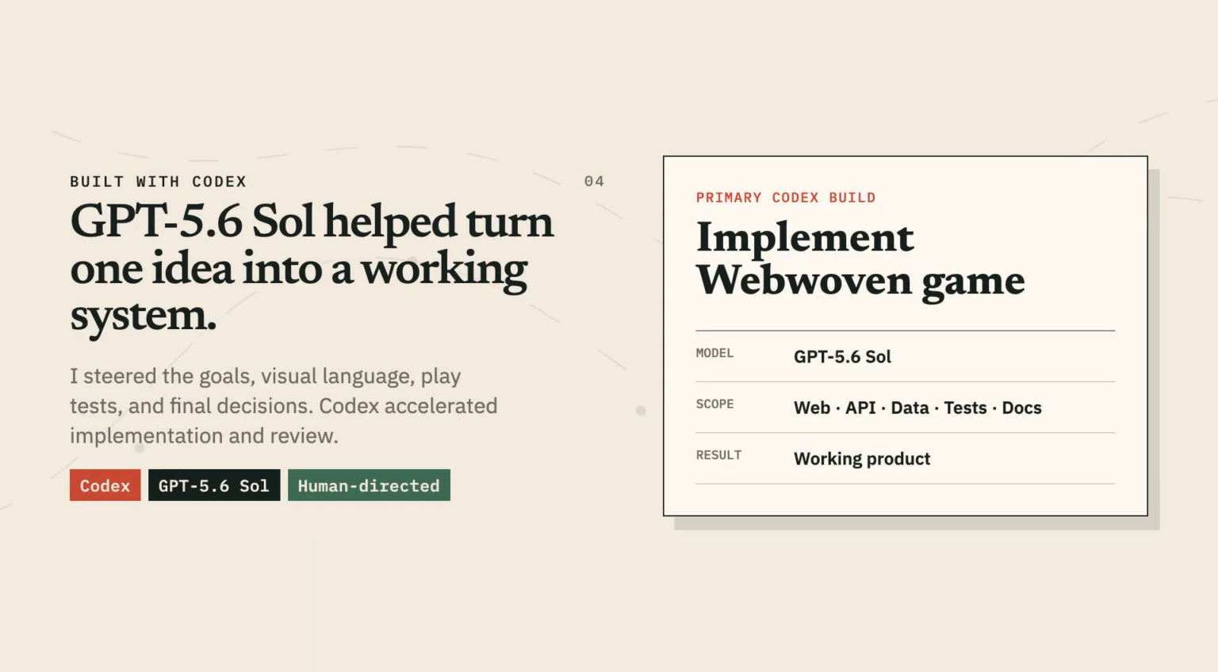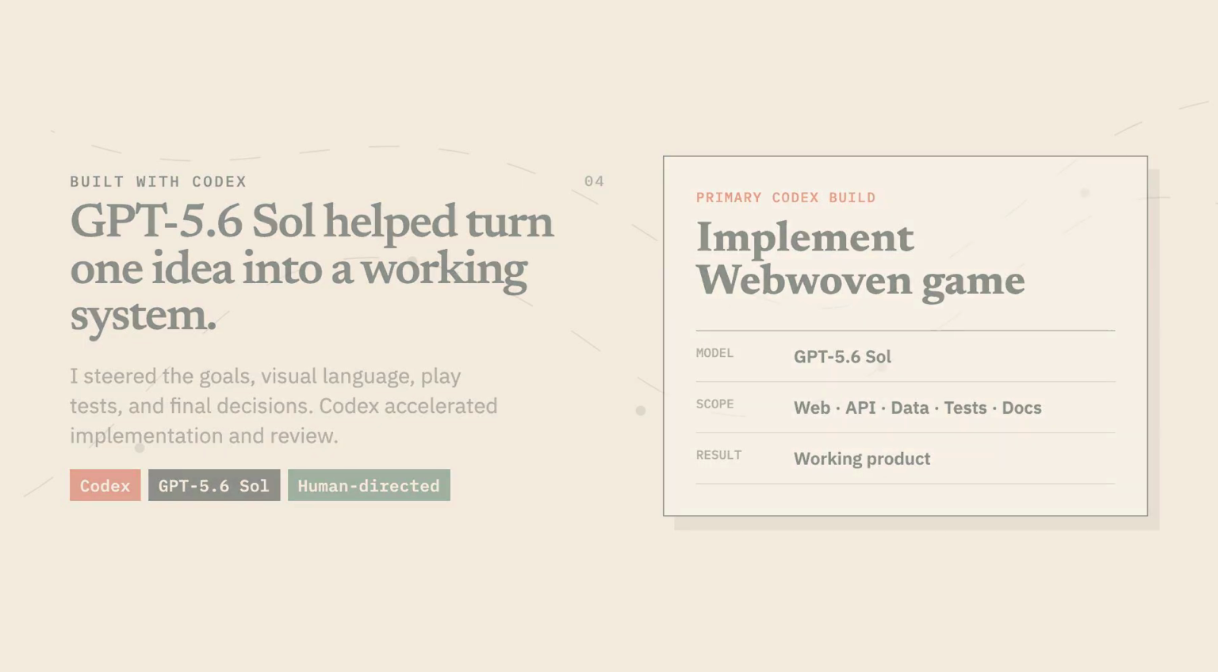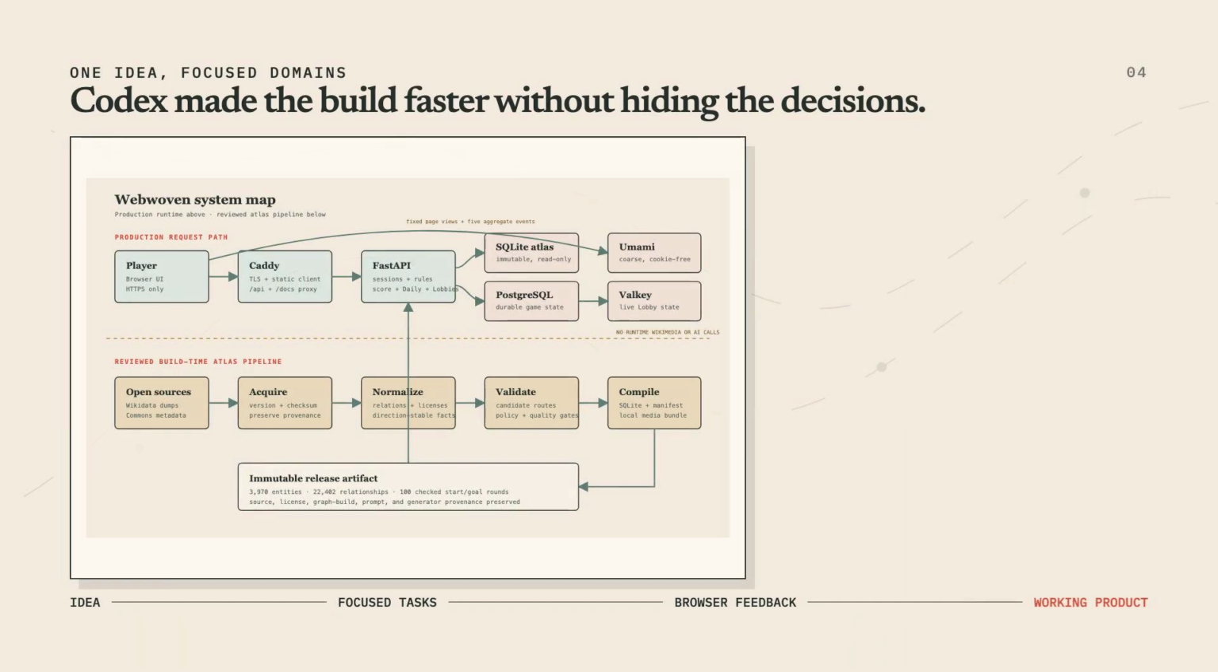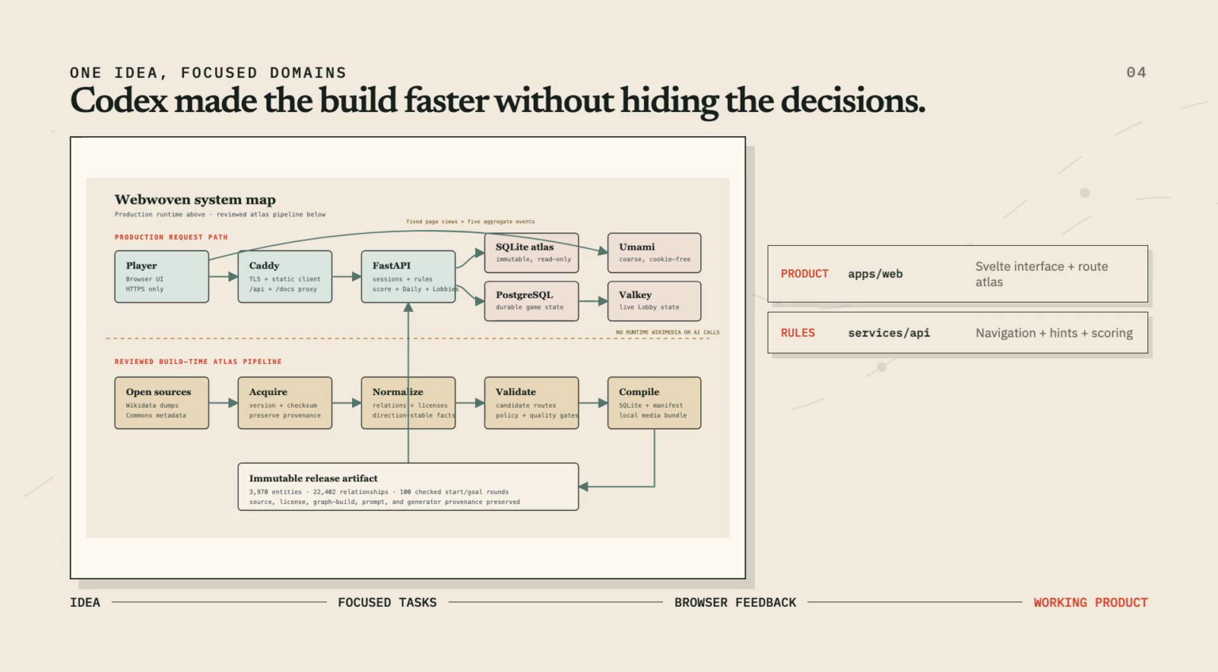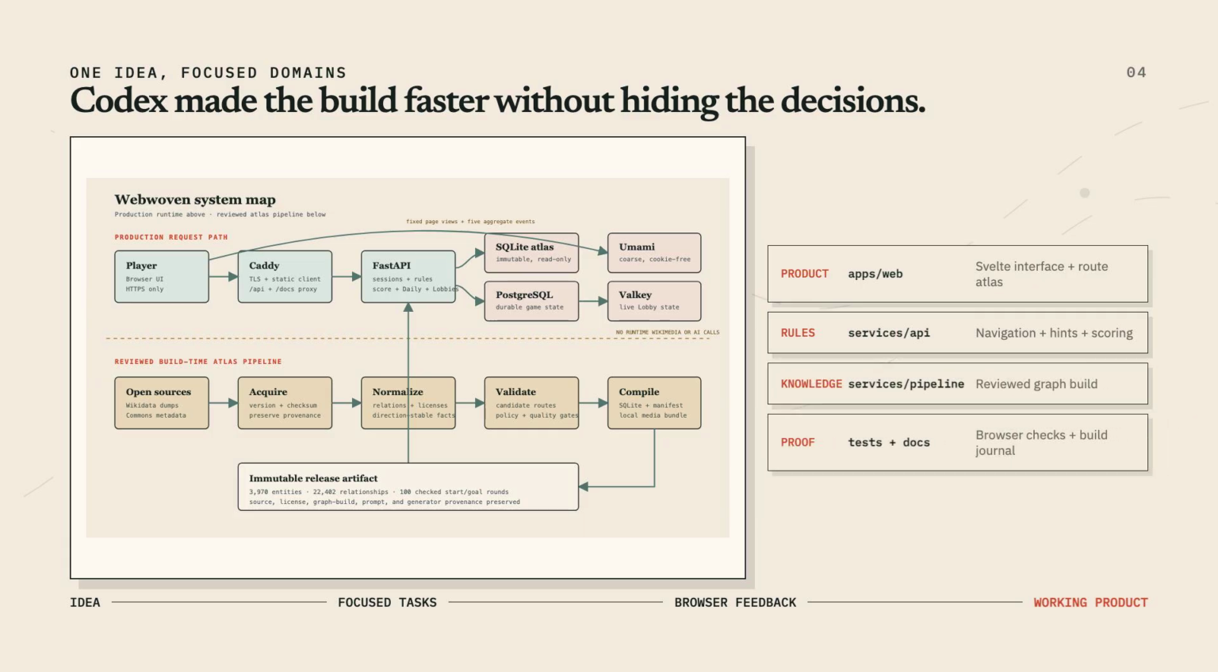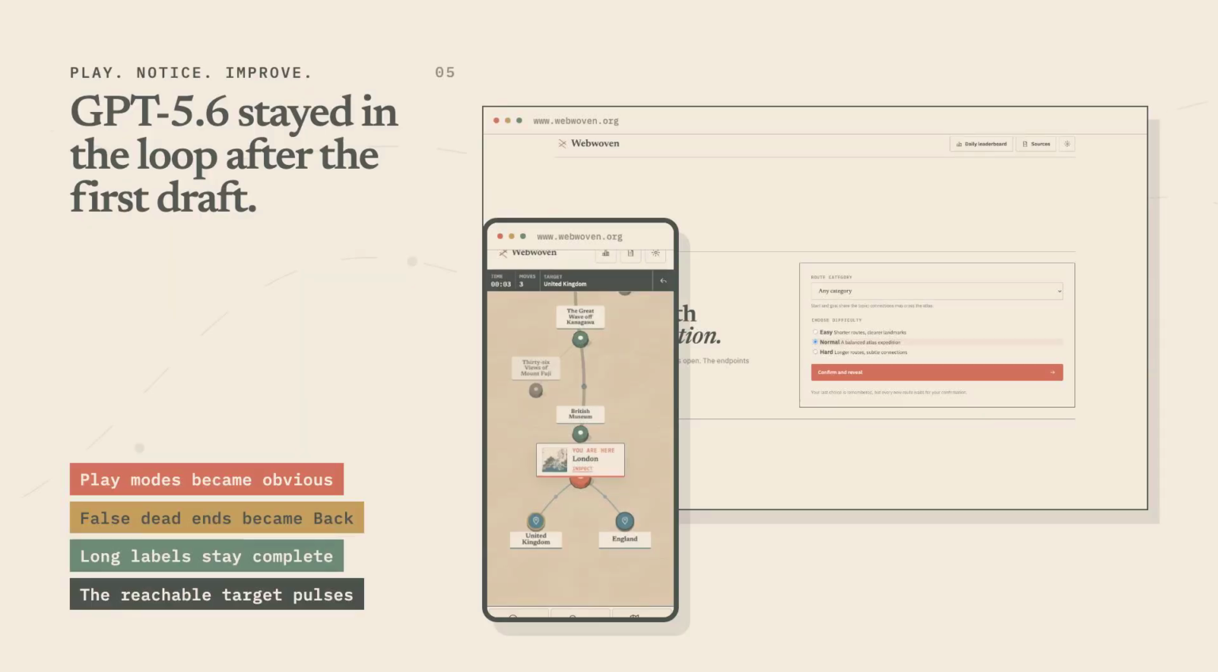I started with an idea, but no working game. I built the product with Codex and GPT-5.6 Sol. I gave Codex goals, visual style, and playtest feedback. Codex helped build the app, server, data tools, tests, and public documents. It split the work into focused tasks for web, server, data, security, and review. This saved time while keeping each part clear.